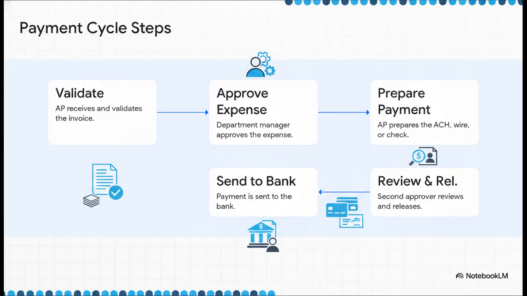In the real world, the daily workflow is a strict 5-step dance. Step 1, AP validates the invoice. Step 2, the department manager approves the actual expense. Step 3, AP prepares the payment batch, whether that's going out via ACH, wire, or check. But here is the catch, and this is Step 4. A completely separate second approver has to review the full batch and actually release it. Only then at Step 5 is the payment sent to the bank.